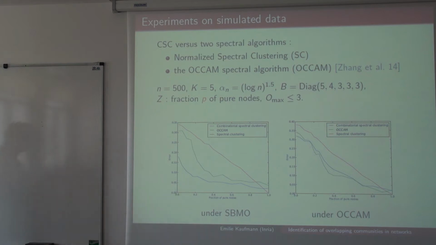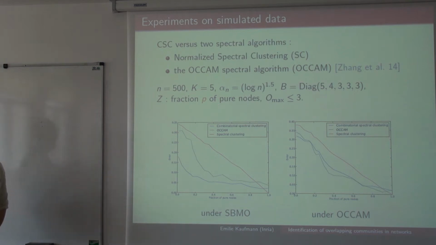So we did some experiments on networks with 500 nodes and K communities, letting a quite large scaling degree parameter, because our algorithm is supposed to perform well only if the degrees are large enough. So if this parameter alpha n is larger than log n, we choose some diagonal connectivity matrix, and we choose a membership matrix Z by imposing some maximal overlap.